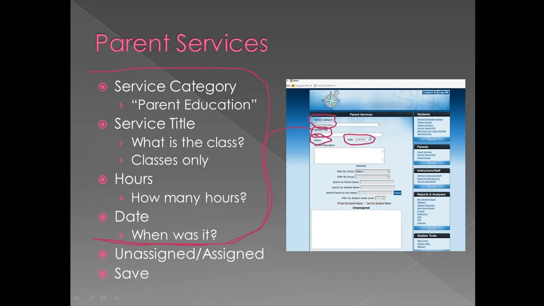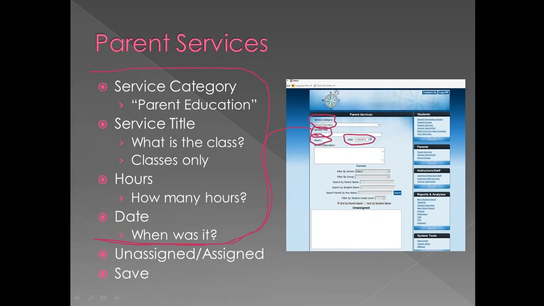Okay, then you'll put in how many hours the class lasted and then the date of when it was. And then down below you would have that same drop-down screen of unassigned or assigned, and then you save it. So staff and parent services shouldn't be too cumbersome because they're not an everyday event. It's so infrequent that we have them that it shouldn't be too bad. The student services, you know, that's going to be that nitty-gritty daily attendance. You're going to have to get on there weekly or daily to enter that in.